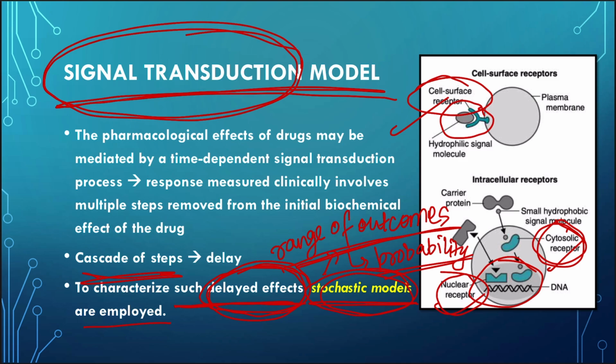Under this we can consider some of the hormones and their effect, because in case of hormones we have the receptors, they bind to the receptors, and then it leads to a cascade of steps which mediates the pharmacological or the physiological effect. So in that case we can use the signal transduction model.